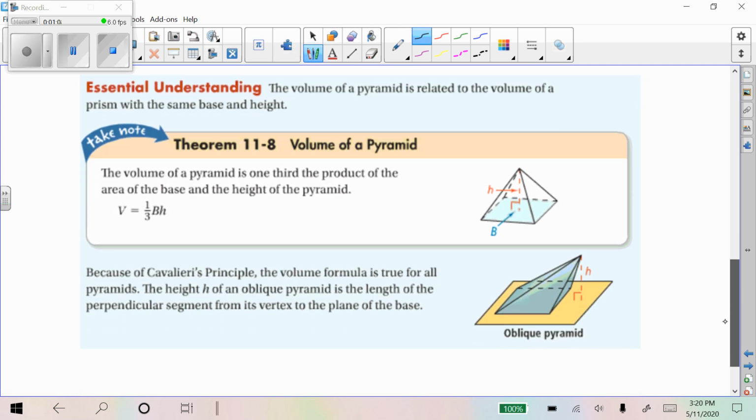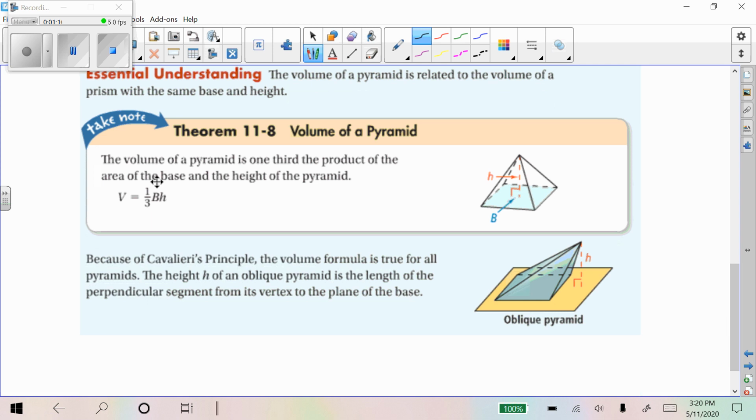So here it is. We're just going to make a quick formula. Volume of a pyramid, 1/3 base area times height. You can use the same thing for a cylinder when you want to find the volume of a cone. 1/3 the volume of the cylinder. All right. We'll probably see that upcoming.